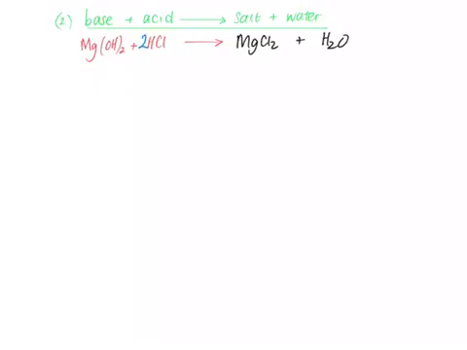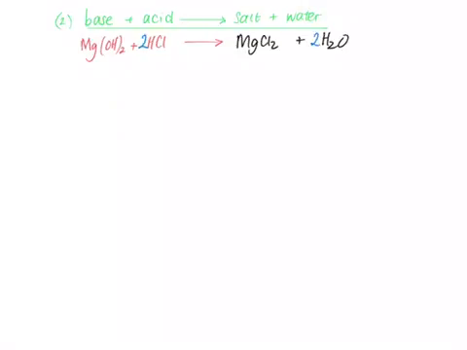Let's check our oxygens. On this side, we have 2 oxygens. Remember that 2 refers to everything inside these brackets. So there's 2 oxygens on this side of the equation. But on this side of the equation, there's only 1 oxygen. So we need to put a number 2 there.